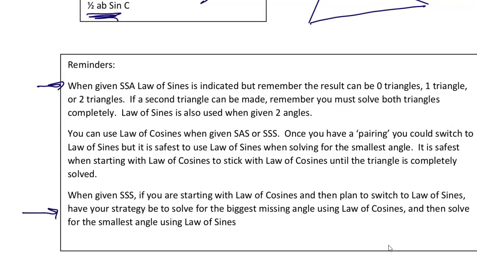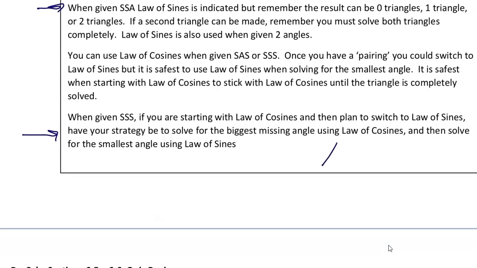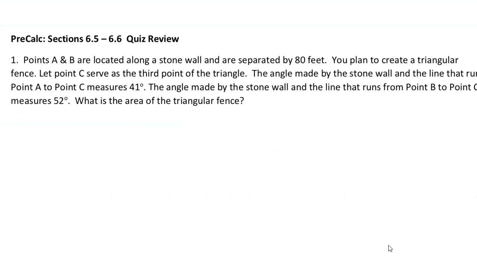Always use law of cosines to get the biggest angle, and then use law of sines to get the smallest angle. How will you know what's smallest and what's biggest? For example, if we had a triangle like this, and I give you 5, 7, and 11, this is your biggest angle across from the biggest side, and this is your smallest angle across from the smallest side. Okay, so now we're ready to start doing some problems.